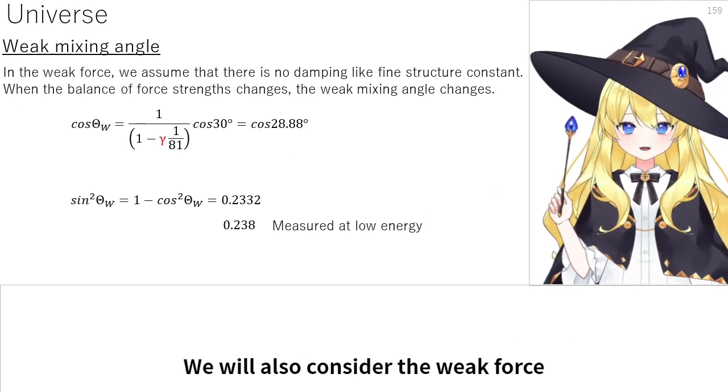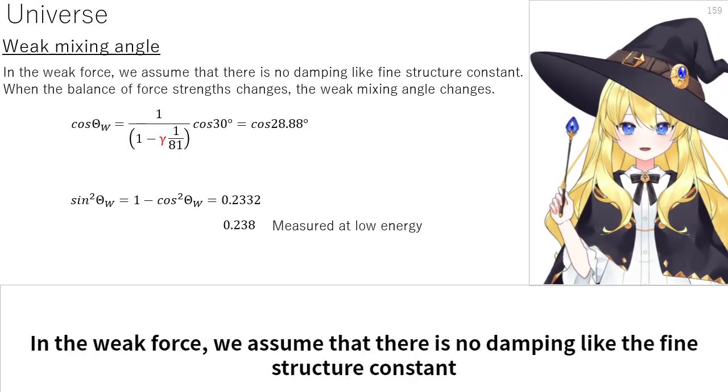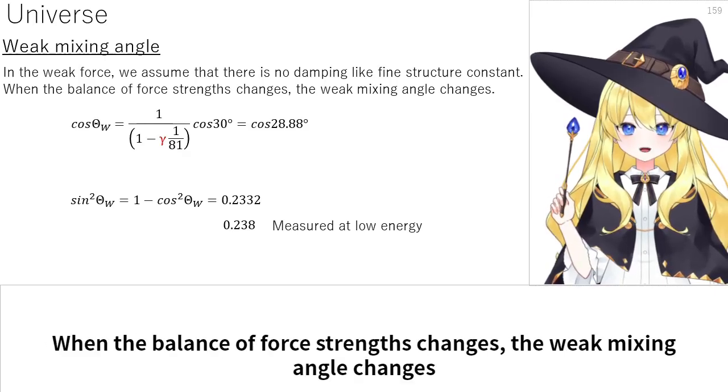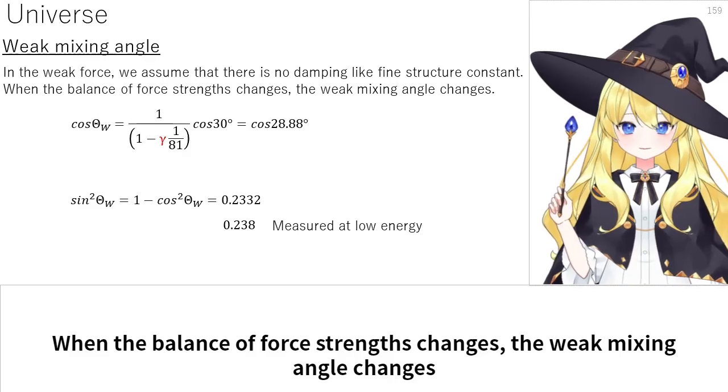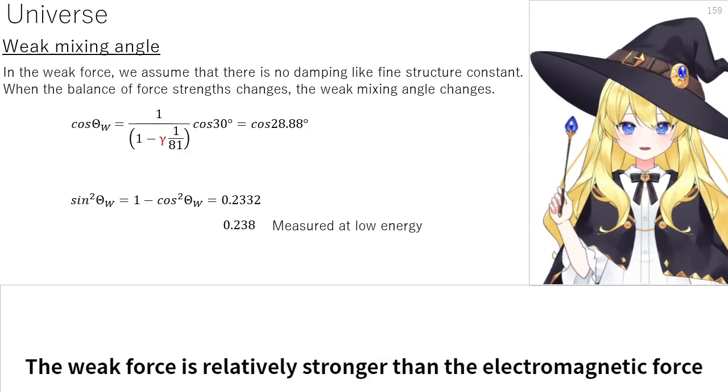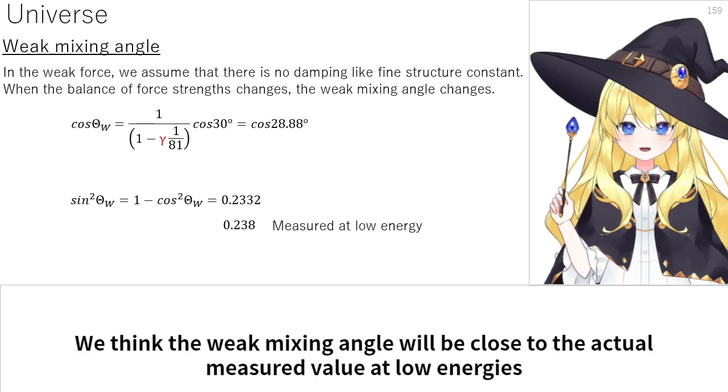We will also consider the weak force. In the weak force, we assume that there is no damping like the fine structure constant. When the balance of force strengths changes, the weak mixing angle changes. The weak force is relatively stronger than the electromagnetic force. We think the weak mixing angle will be close to the actual measured value at low energies.